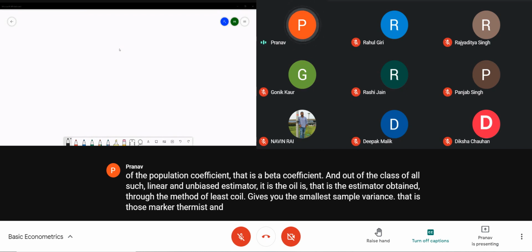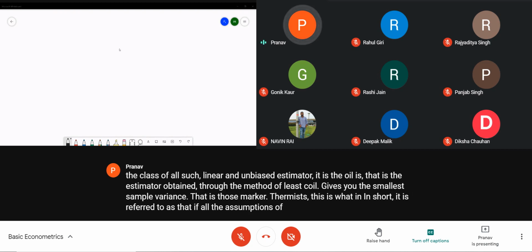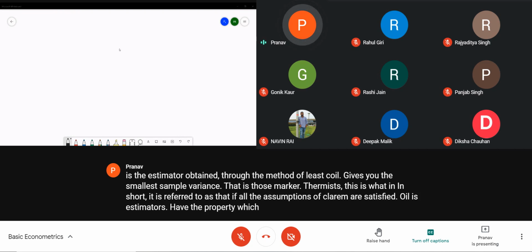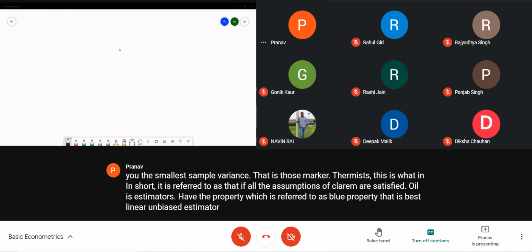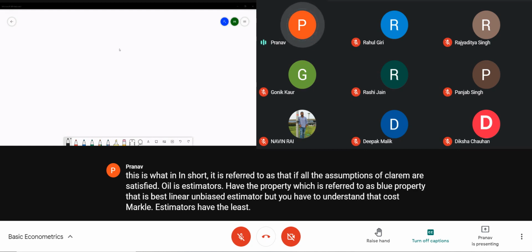In short, it is referred to as: if all the assumptions of CLRM are satisfied, OLS estimators have the property which is referred to as the BLUE property, that is best linear unbiased estimator. But you have to understand that Gauss-Markov estimators have the least sample variance. That's why it is referred to as best.